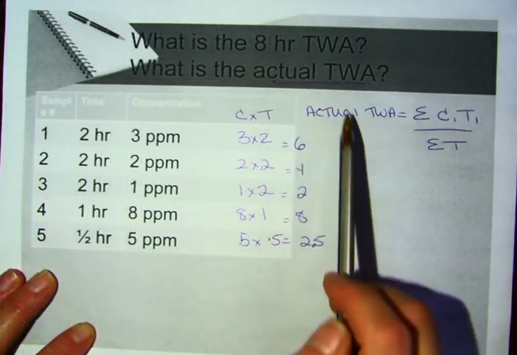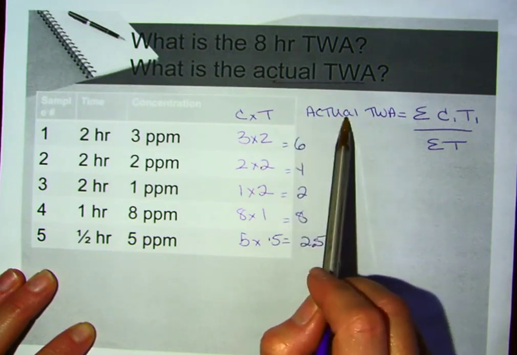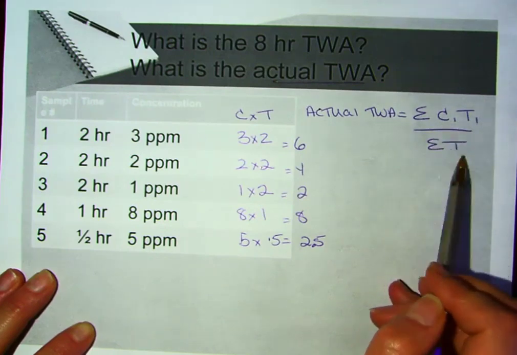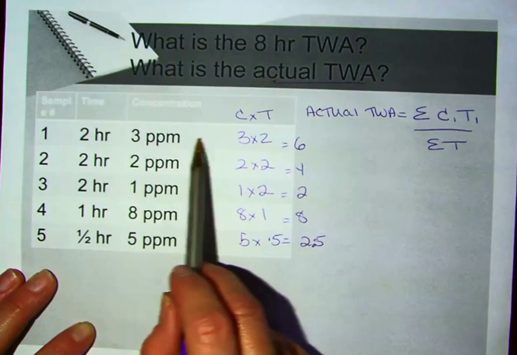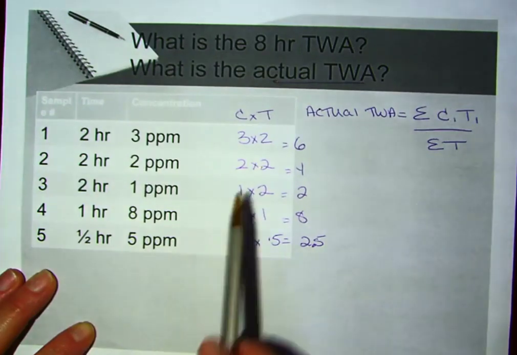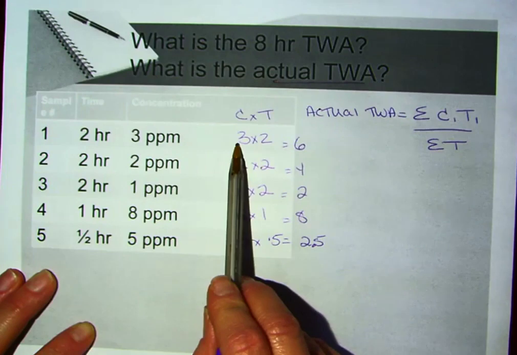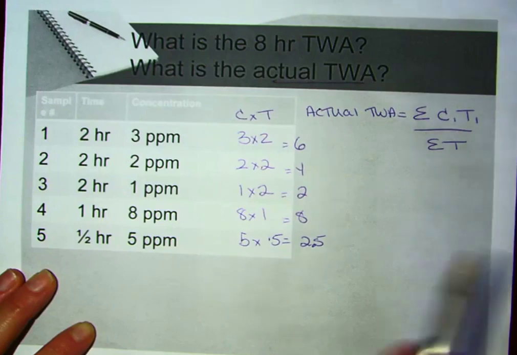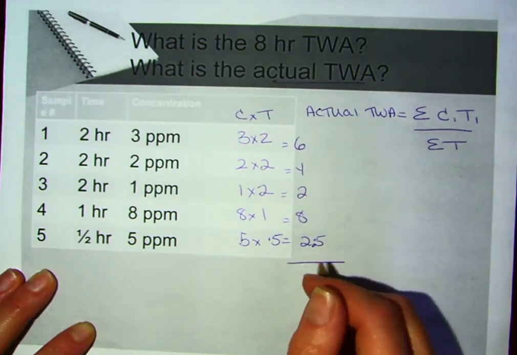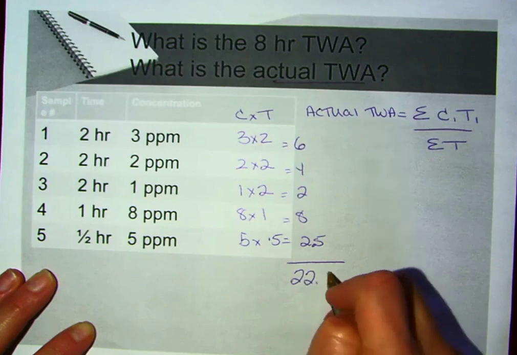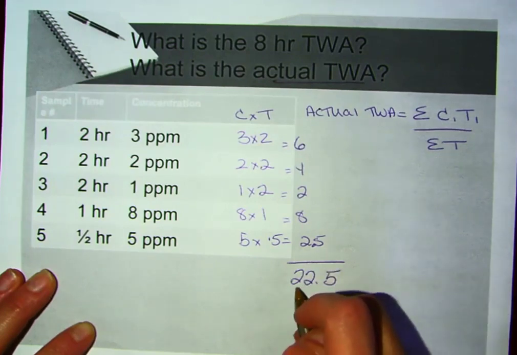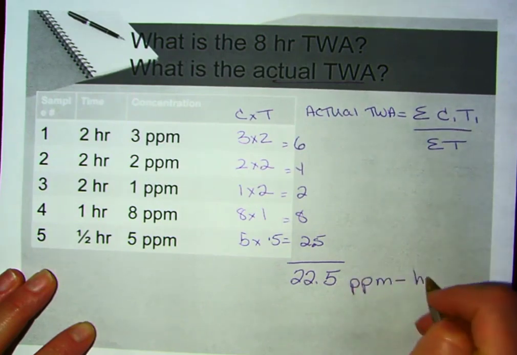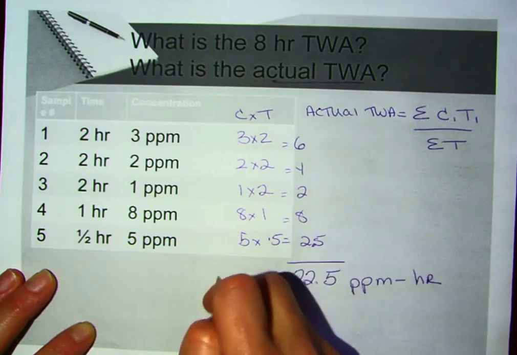Weighted average. And our formula for our actual time-weighted average is the sum of concentration times time over the sum of time. So I still have my same calculation time formula here. 3 parts per million times 2 hours, 2 parts per million times 2 hours. And when I add these together, I'm going to come up with the same answer as the previous problem, 22.5 parts per million hours. So this is my total.